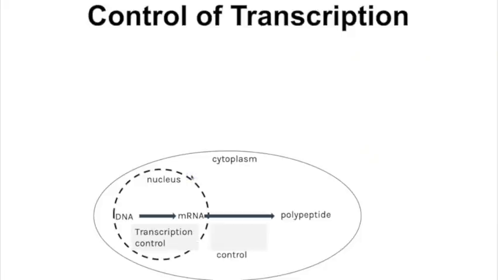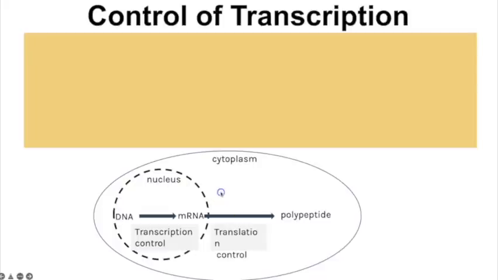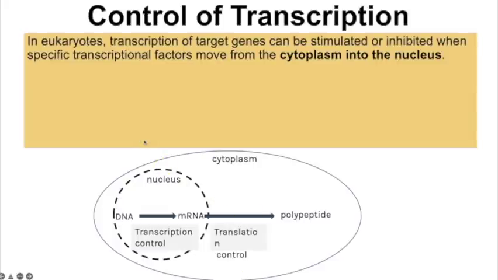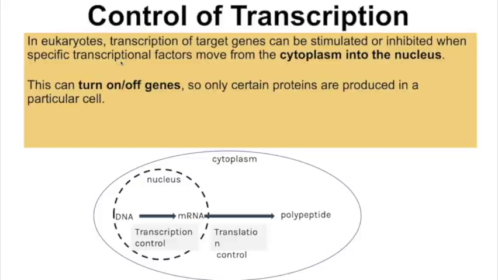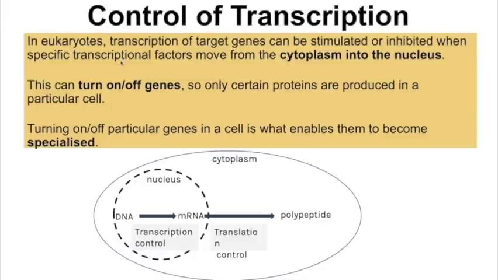So this is how transcription is controlled. We'll be looking at how translation is controlled later. So in eukaryotes, the transcription of target genes is stimulated or inhibited when specific transcriptional factors move from the cytoplasm into the nucleus. And when they do that, they can bind to receptors on the DNA to either turn on or off genes. And what that means is that gene will either be transcribed or it won't, and therefore the protein will either be coded for and created or not. And it's this turning on and off of genes which makes cells specialized.